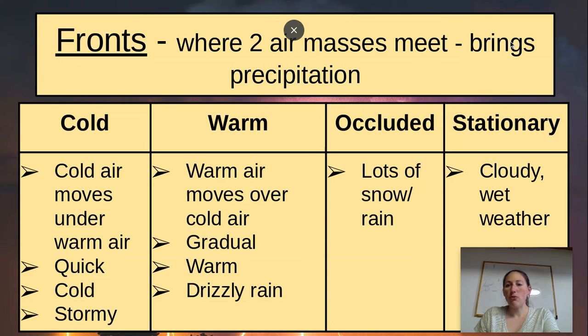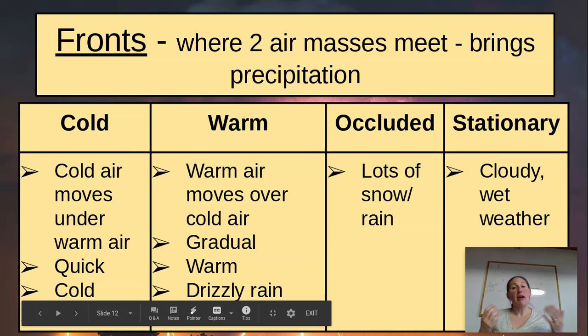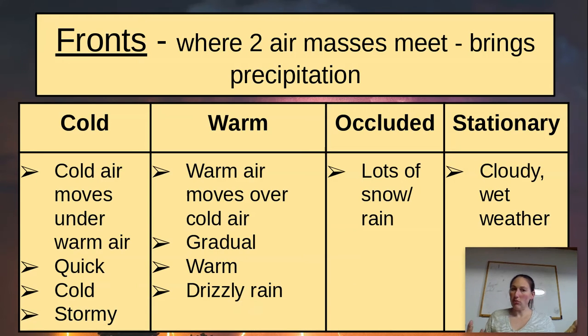Fronts. So there are 4 types of fronts. We've learned about air masses now that are warm and cold and over land and over water. Now fronts are where they meet up together, and there's typically going to be precipitation that comes. So a cold front, not to be confused with a cold air mass. This is now a cold front where air masses meet. So a cold front is going to be cold weather.